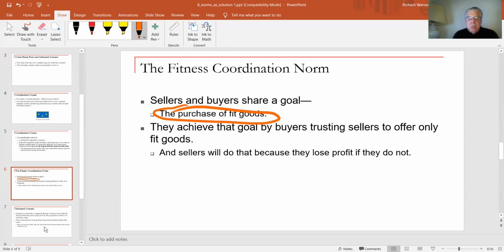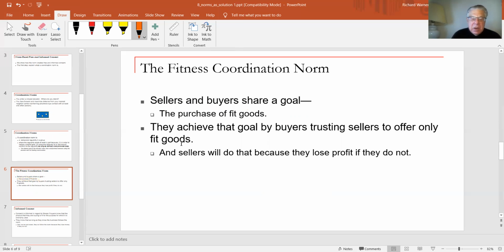So buyers and sellers have the goal of offering fit goods. Sellers have it because if they don't offer goods fit for the purpose for which they're ordinarily used, they'll lose money. The word will get around in the marketplace and people won't buy from them. So sellers have the goal, buyers have the goal, and the means we do it by is just trusting the seller to offer those goods. So that makes it easy for us. We can just walk in and buy it without worrying about whether it really works the way it's supposed to. And the seller can offer it without having to address countless questions about whether this works the way it ought to, just like the elevator.